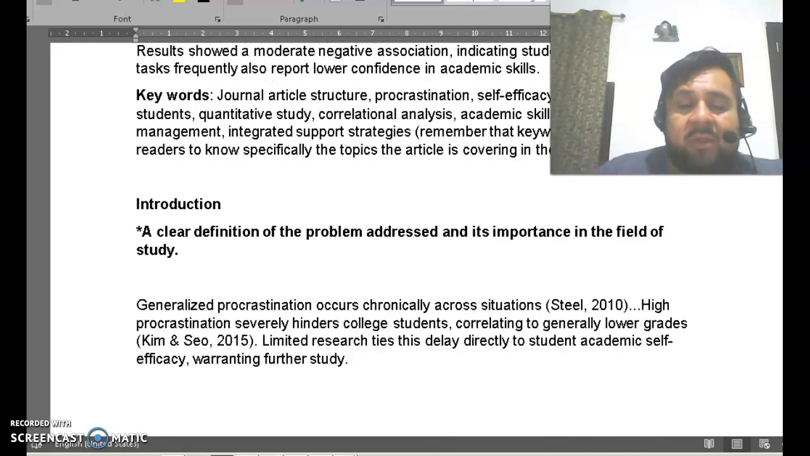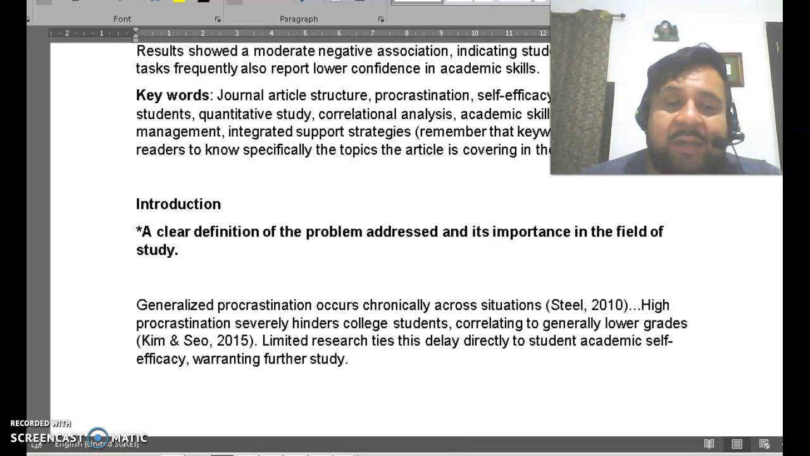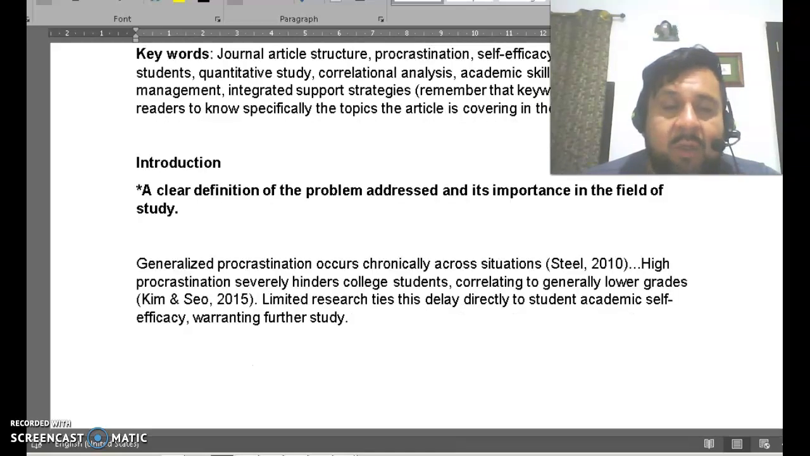Next, we continue with the introduction. We know that the introduction is a clear definition of the problem addressed and its importance in the field of study. An introduction must always be clear for the readers, so they will know about the topic.